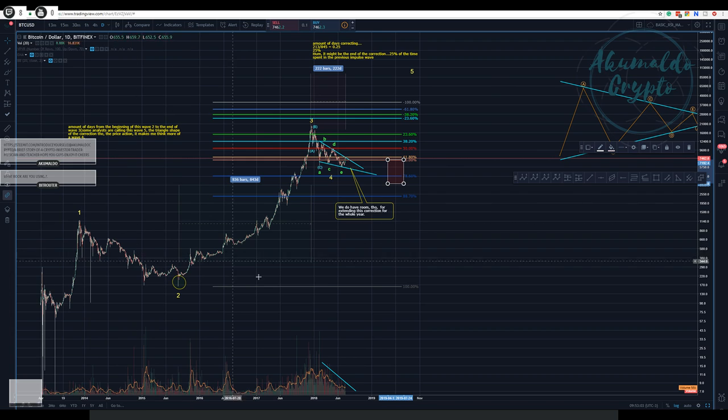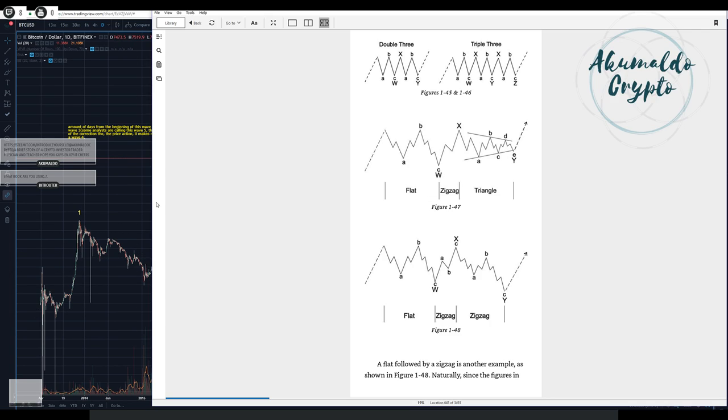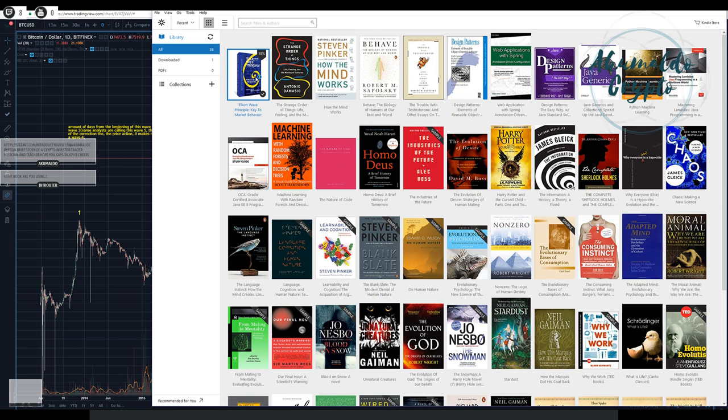What book are you using? I am using the Bible of Elliott Waves, guys. It's Elliott Wave Principle, Key to Market Behavior. Let me go to the map. This book here, guys. Elliott Wave, let me show you. Go to the beginning.